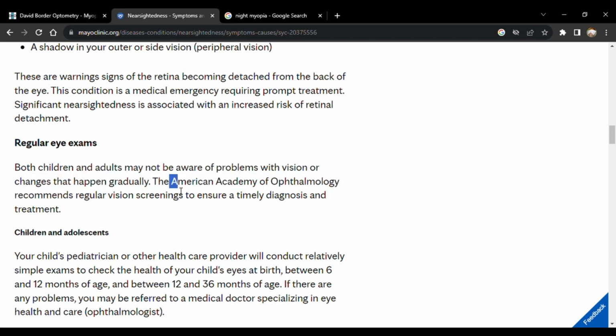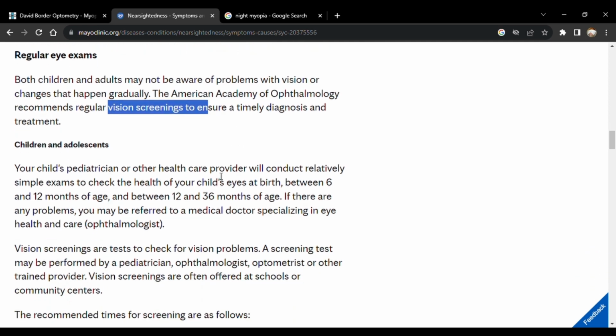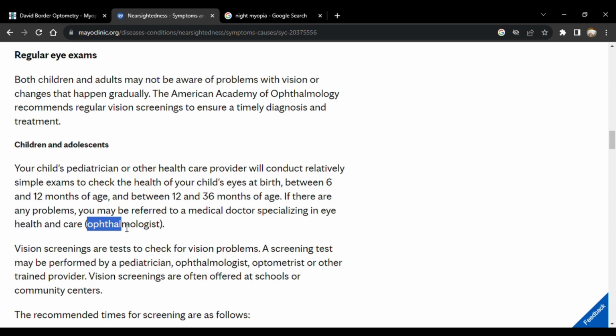The AAO recommends regular vision screening for children. The pediatrician will do something simple, a check at birth, maybe again between 6 and 12 months, between 12 and 36 months again. If there are any problems, you may be referred to a medical doctor specializing in eye health and care, an ophthalmologist or optometrist.